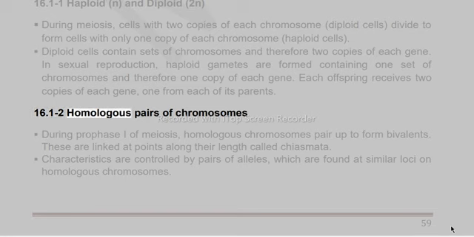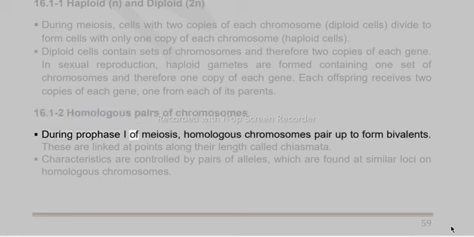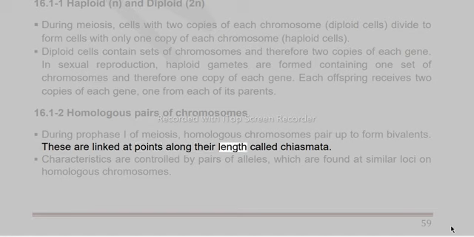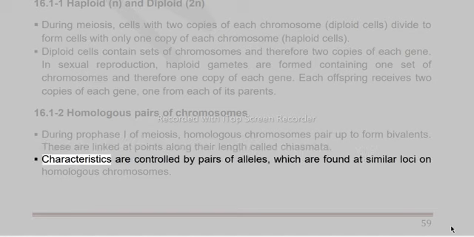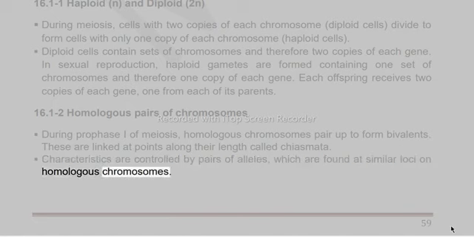16.1.2 Homologous pairs of chromosomes. During prophase I of meiosis, homologous chromosomes pair up to form bivalents. These are linked at points along their length called chiasmata. Characteristics are controlled by pairs of alleles, which are found at similar loci on homologous chromosomes.